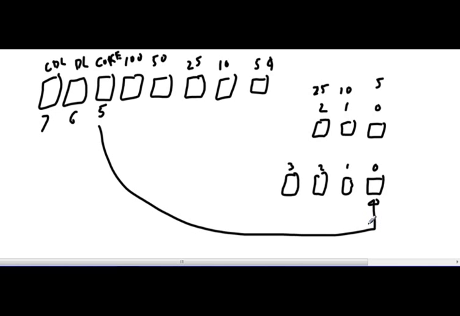So you're going to write a program where you're actually going to do that with a shift register. Okay.